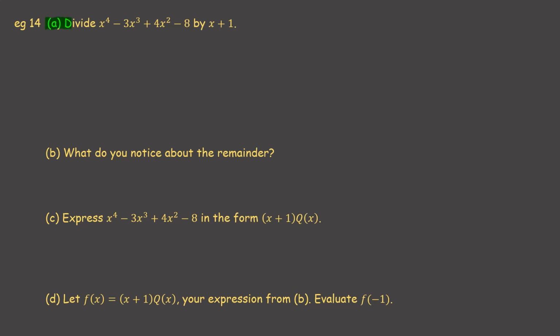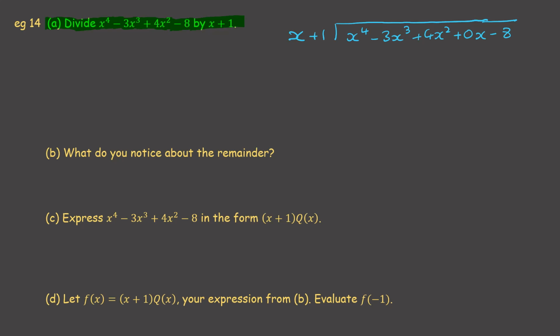So we're going to start here by dividing x to the 4 minus 3x cubed plus 4x squared minus 8 by x plus 1. So a slightly longer division. So we've got x plus 1 and we're dividing x to the 4 minus 3x cubed plus 4x squared. There's no x term, so we're going to need 0 x's, minus 8.